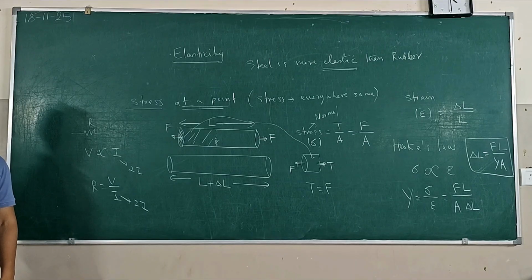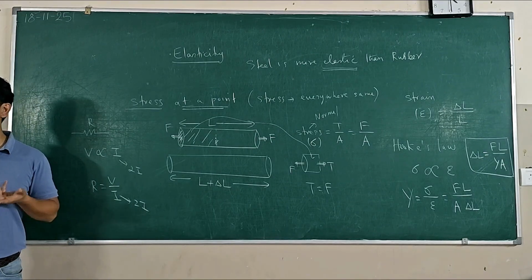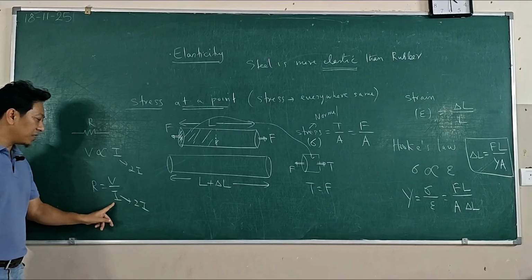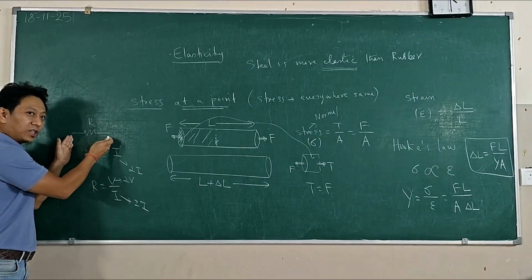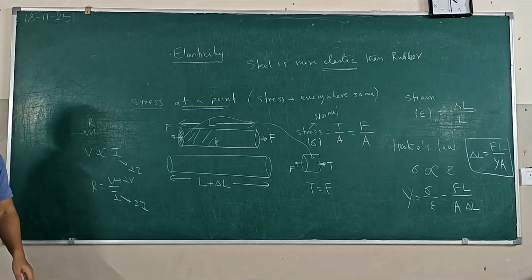It doesn't change because it came as a constant of proportionality. So, when you change the current, what will change? Voltage will change. Or if you change the voltage, current will change. Resistance ratio should remain constant.